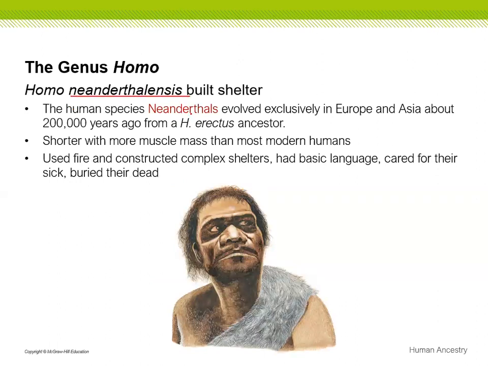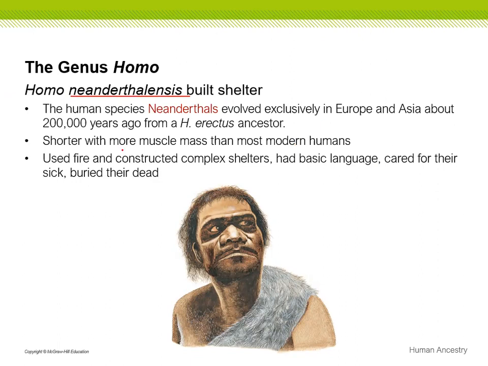Neanderthal. If you've ever heard of the term Neanderthal, this is where it comes from. It was a human species. This was our direct ancestor, our latest ancestor, rather. So they evolved in Europe and Asia about 200 million years ago.